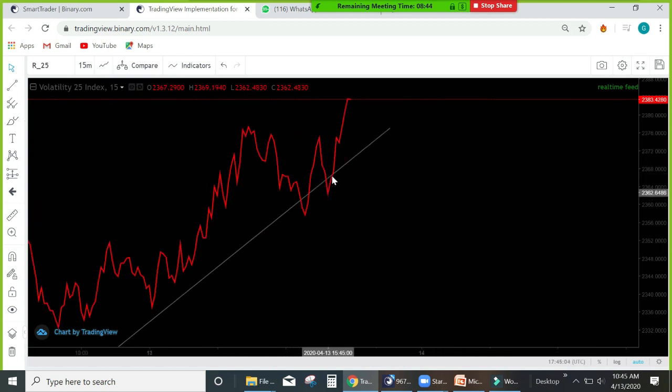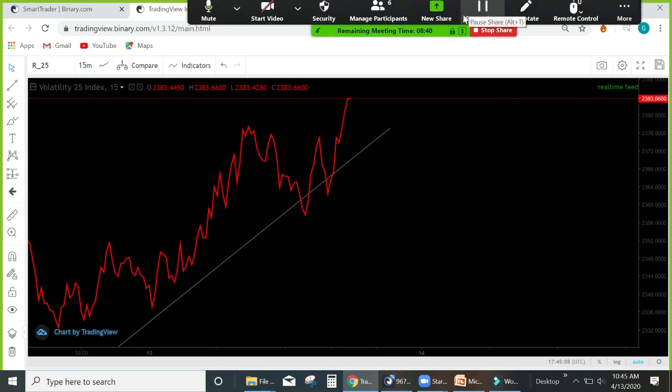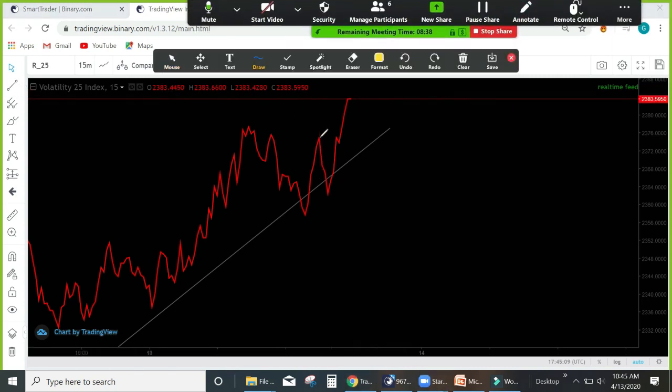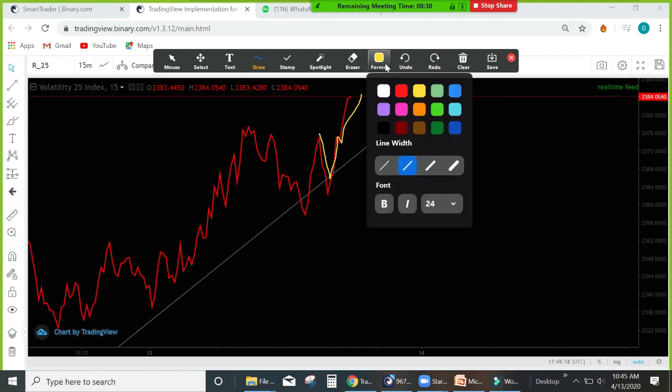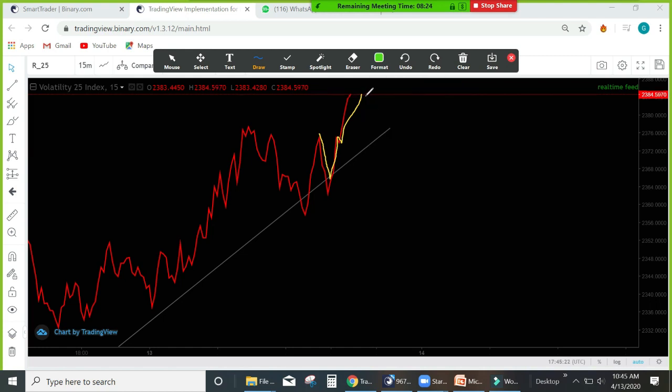You see from here to here, and then what are you expecting now? As you see, the market is now moving here, here, here, here. So what are you expecting now? You are expecting the market will go down. Okay, it will go down. When this bullish engulfing finishes, then the second direction will be down.